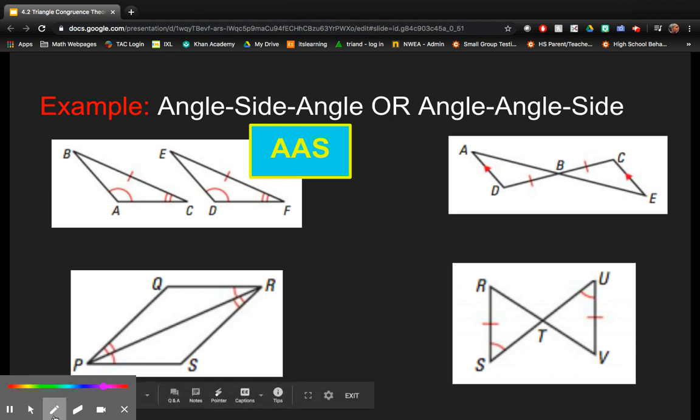Let's look at the next one. We need a little extra information in this next one. We're told that AD is parallel to CE. And we're told that DB is congruent to CB. And we can gather that DBA is congruent to EBC because they're vertical angles.